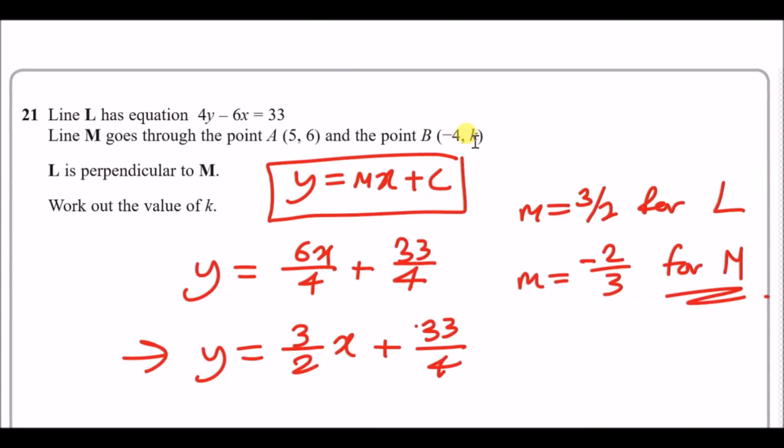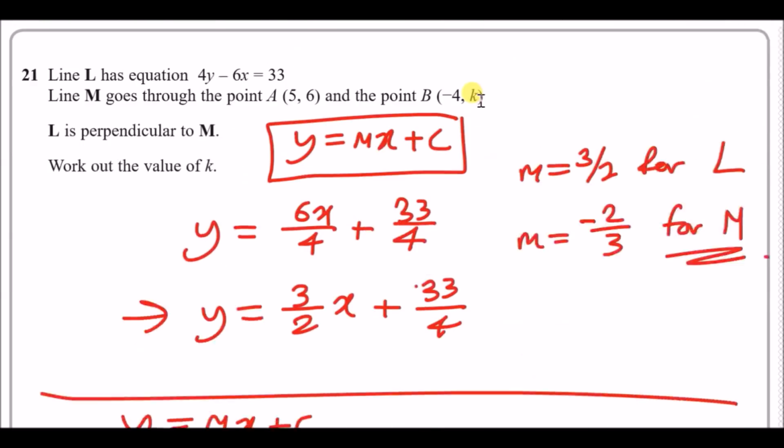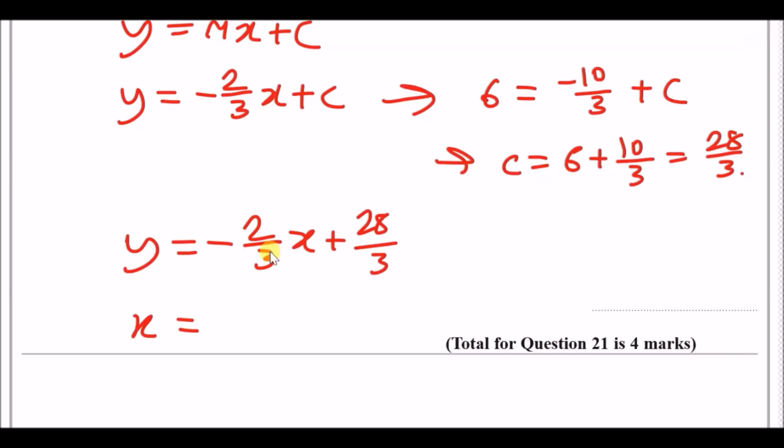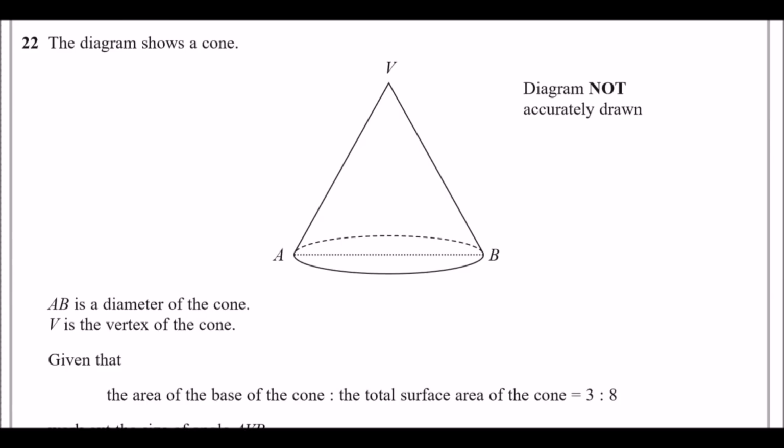So when x is minus 4, y is k. So it's going to be k equals minus 4 times minus 2/3, which is plus 8/3, plus 28 over 3. And adding those two values up, you're going to simply get k equals 12. And that's it. Okay, question 22.